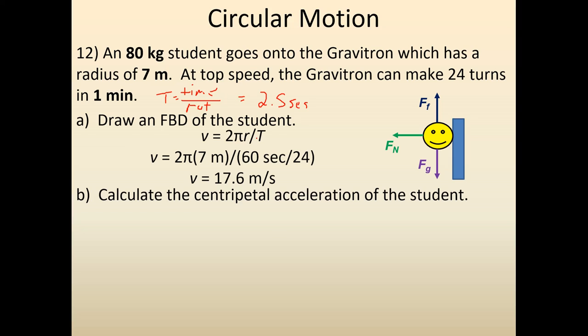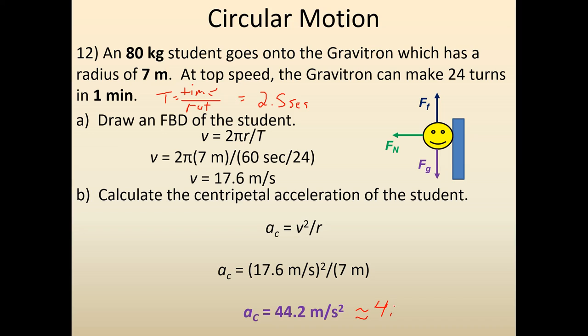Using this, I can plug it into the centripetal acceleration equation, plug the numbers in, and we get 44.2 meters per second squared. So this is actually pretty fast. This is about, I guess we could say, 4.5 times the acceleration of gravity.